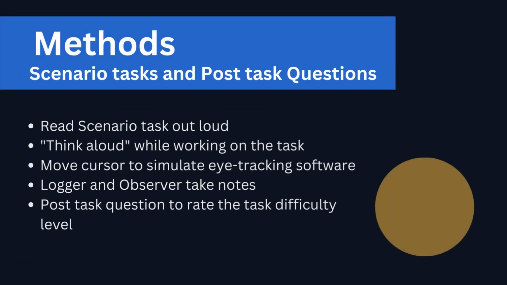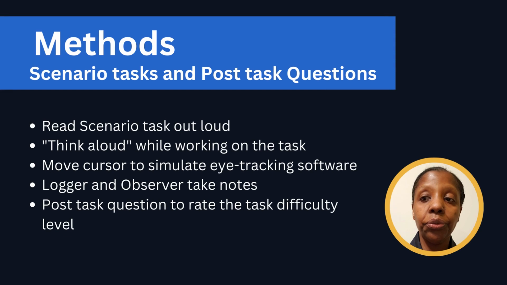I will be talking a little bit about the methods that we use to go through our scenario tasks and post-task question with each of our 5 participants. The moderator provided a list of the scenario tasks to each participant. We had 8 scenario tasks in total. Working through each of them, the moderator asked the participant to read a task out loud and then proceed to work on it while thinking aloud during the process and moving their cursor on the screen to imitate an eye tracker so we could see where they were looking at any given time.